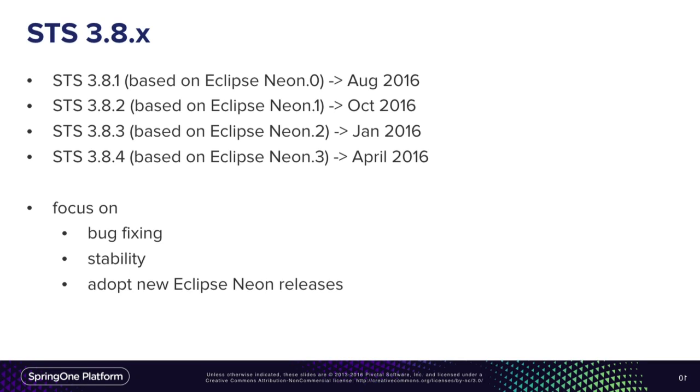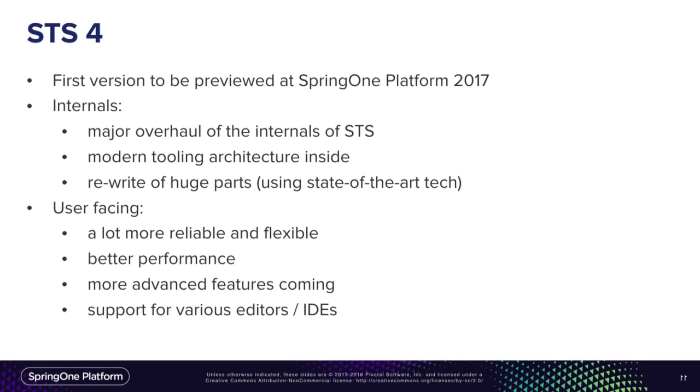Eclipse Neon came out in June, so we adopted that. Take care: there will be 3 maintenance releases from Eclipse Neon this time, Neon.1, .2, and .3. We will adopt them and ship versions 1 or 2 weeks after that. This stream will focus on fixing bugs, improving performance and stability, adding tiny little things here and there, and adopting those releases.